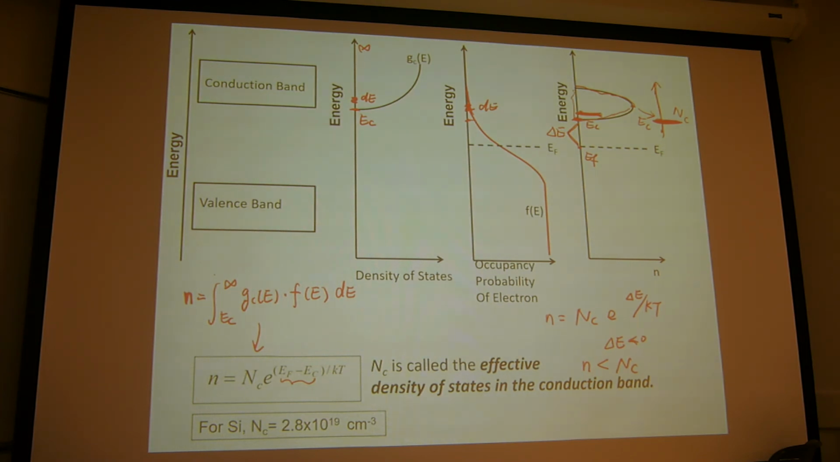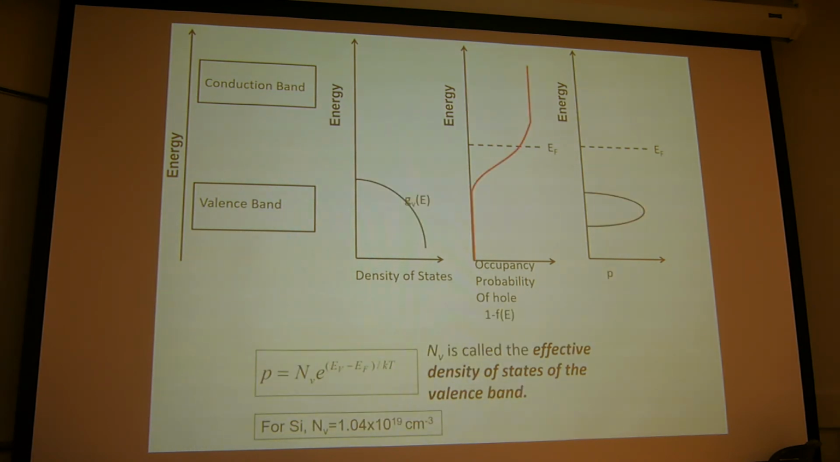Any questions here? So this NC is a physical constant. You cannot tune that, okay? And KT depends on your temperature. So if you want to change the electron density N, that means you have to move the EF up and down in the band gap. Alright, so this is for electron density in silicon.